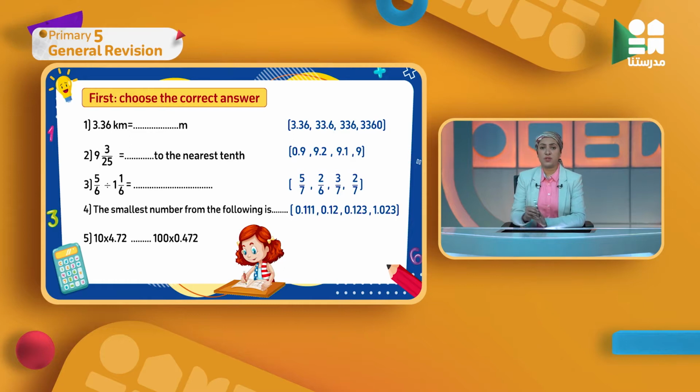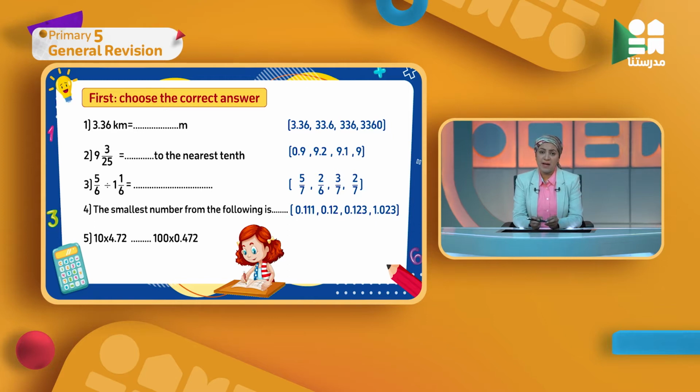The first question: 3.36 kilometer equals how many meter? If you remember, we took this lesson, it was called the units of measuring. اسم الدرس units of measuring. Okay, so in this lesson we have certain steps that we have to follow to answer the questions.